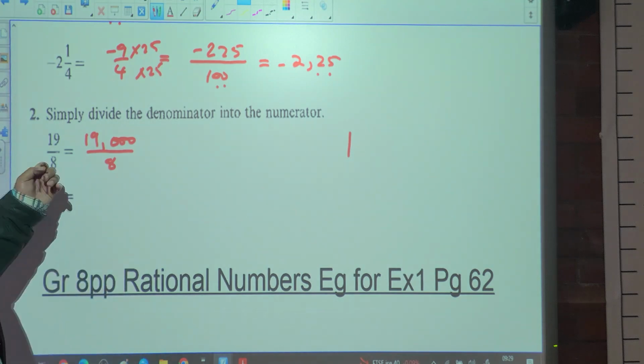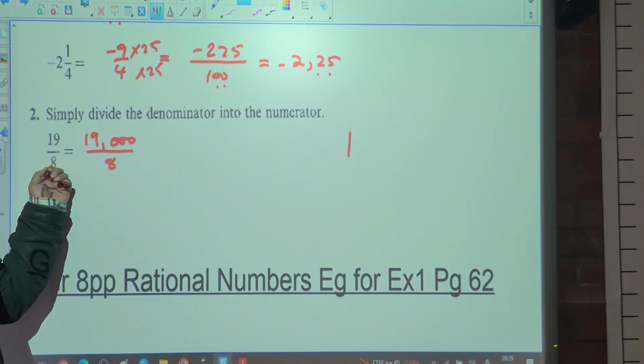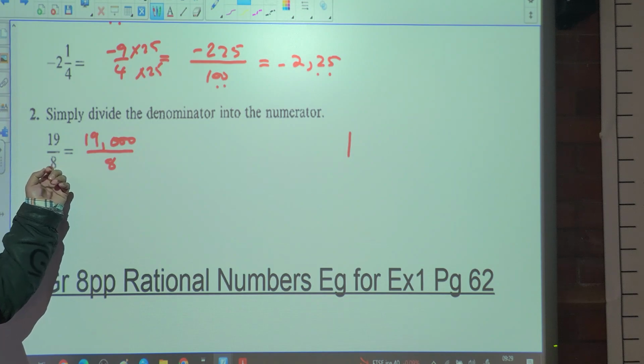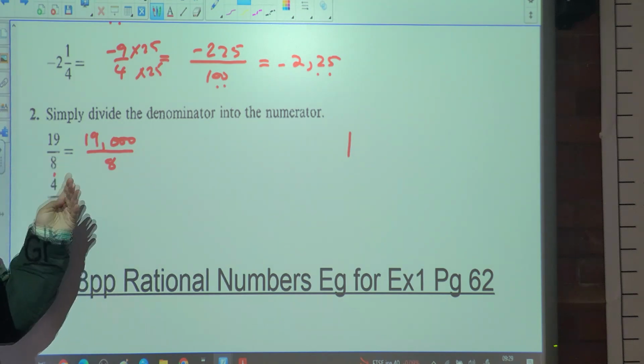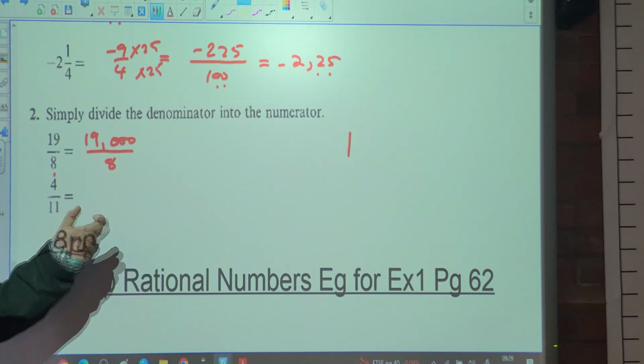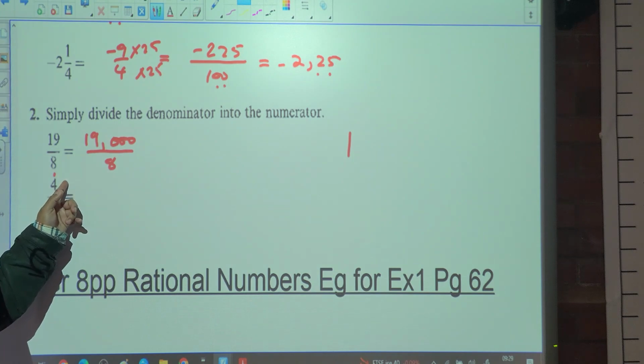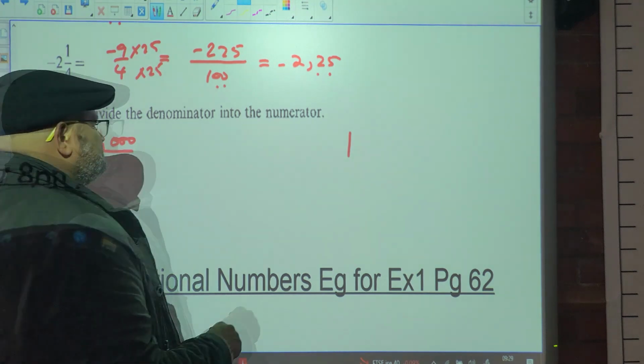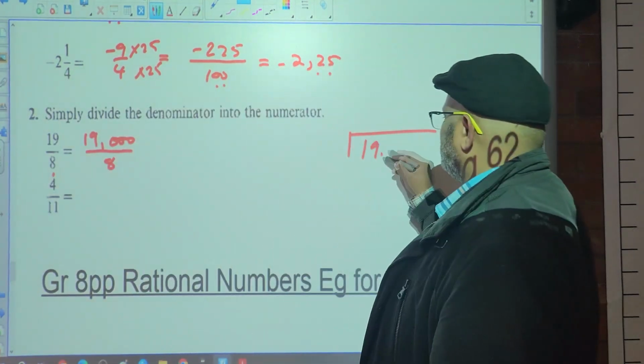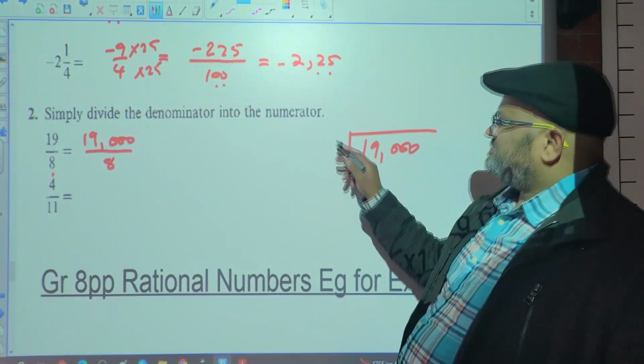So this, we can't write this base as a power of 10, or in terms of 10, 100, 1,000, 10,000 and so on. Why? Because 8 is not divisible by those numbers. You guys understand? Yes, sir. Okay. So what we do is we say, okay, it's 19,000, as we divide by 8.